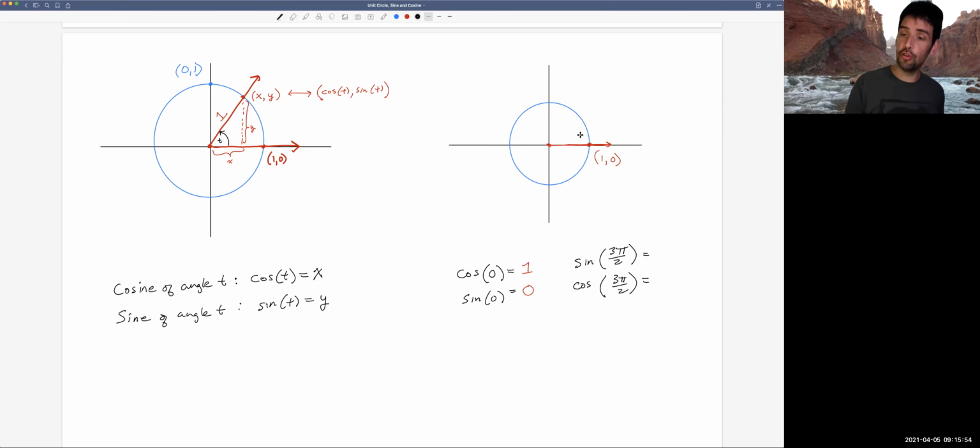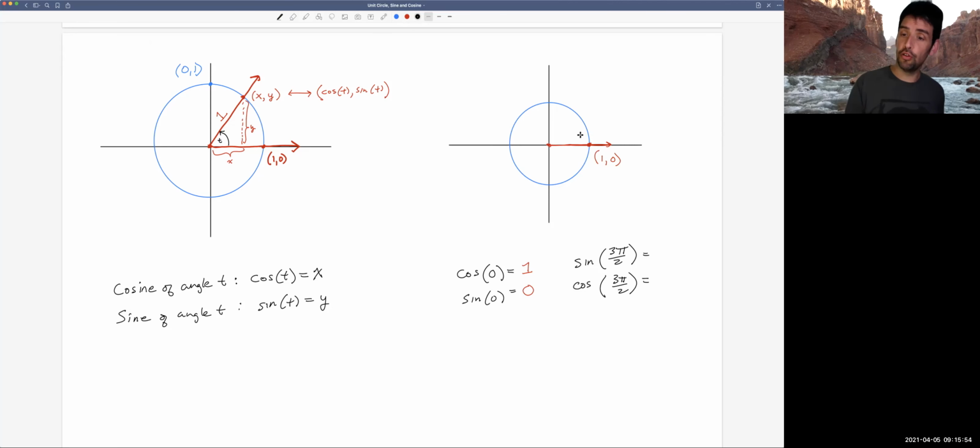Well, where is this going to intersect? Again, similar to the one we just did, this is following the negative y-axis, and that must intersect the unit circle at (0, -1). It's on the y-axis, so the x-coordinate is 0, and the y-coordinate is -1, which means the sine of this angle is -1, and the cosine is 0.